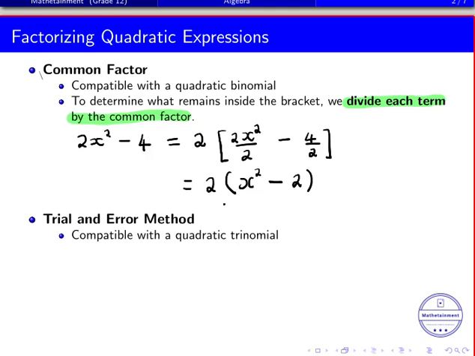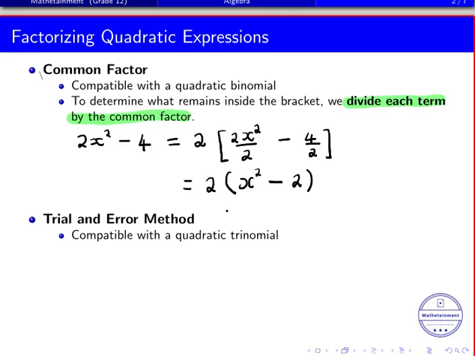It's a single term because it's just the product of 2 factors. One factor is 2, another factor is x squared minus 2. They are multiplying each other. Hence, you have a single term. And that's when you have a binomial.